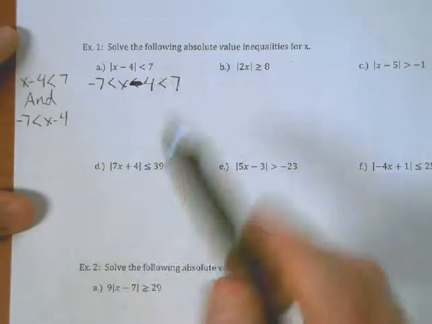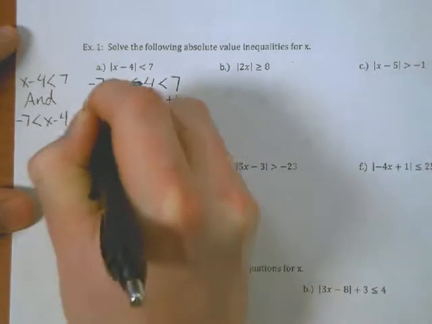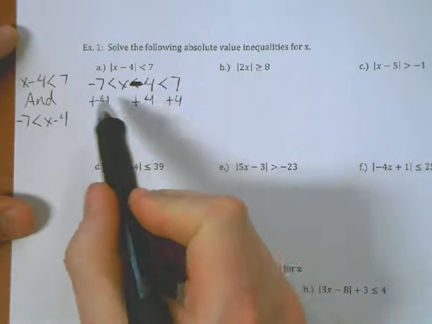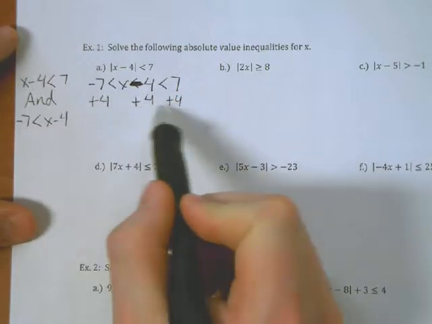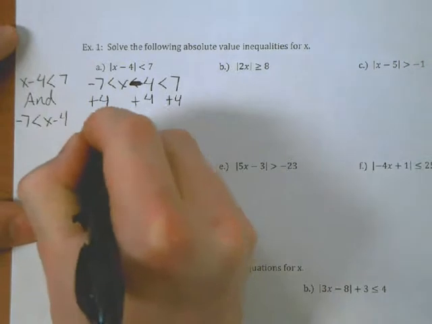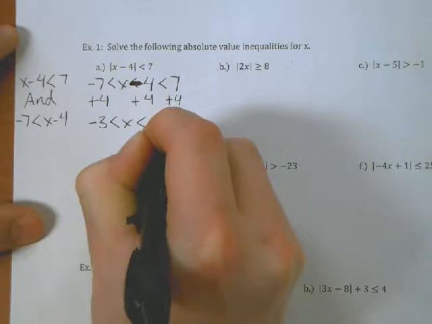So I'm going to add 4. Something I noticed on your quizzes is when you added 4, you only added it to one of the sides. You need to make sure you add it to all sides. So you should get negative 3 is less than x, which is less than 11.